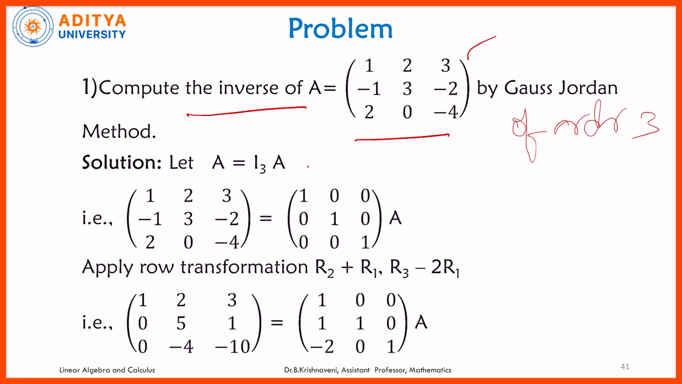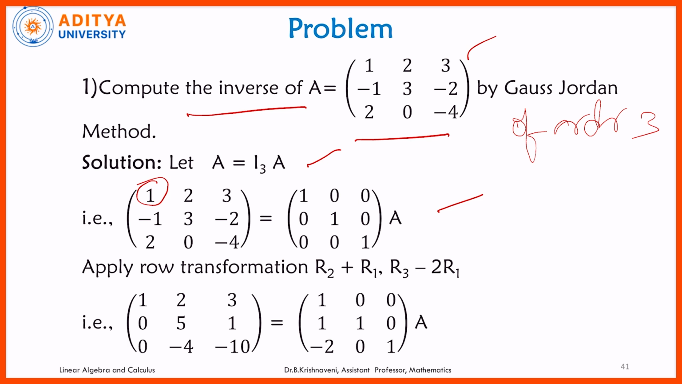It is a square matrix of order 3. So hence consider A is equal to I3 A. Substitute the given A: [1 -1 2; 3 -1 3; -2 2 0 -4]... is equal to [1 0 0; 0 1 0; 0 0 1] A. So now you have to apply only row operations, so that the LHS of this equation becomes the identity matrix.